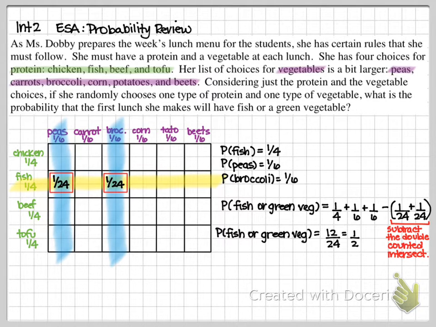Okay, so here's the work on the first one. You'll notice that I went through and set up the table or some sort of an area model just to try to organize it a little bit. And then I've got the probability of fish or a green vegetable. So we have a couple green vegetables in here we need to account for. But then when I go through and add these together because of the or situation, you have to make sure that you get rid of the sections that you double counted. So wherever my yellow highlight and my blue highlight came together, you can see that I subtracted my double counting. So the 1/24ths off to the side, and it looks like the probability that we get here is a half.